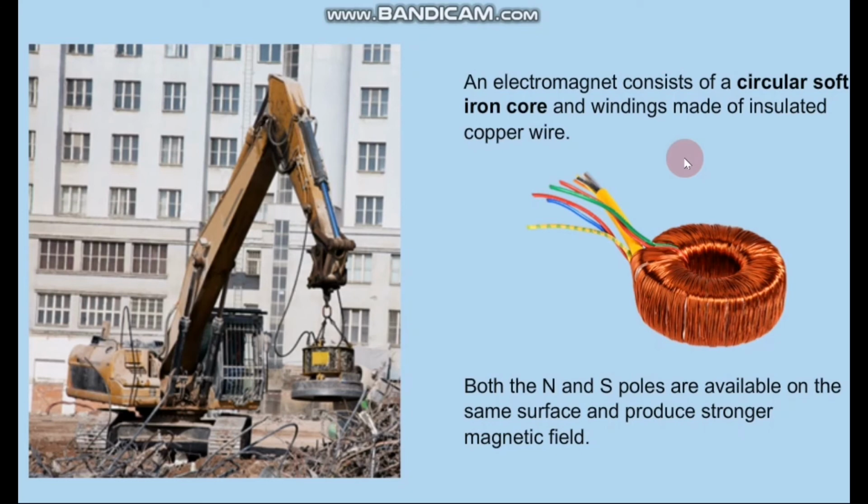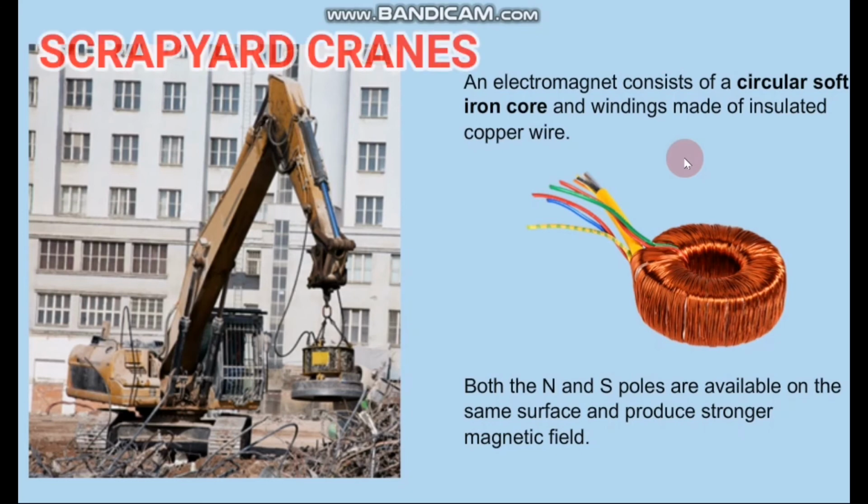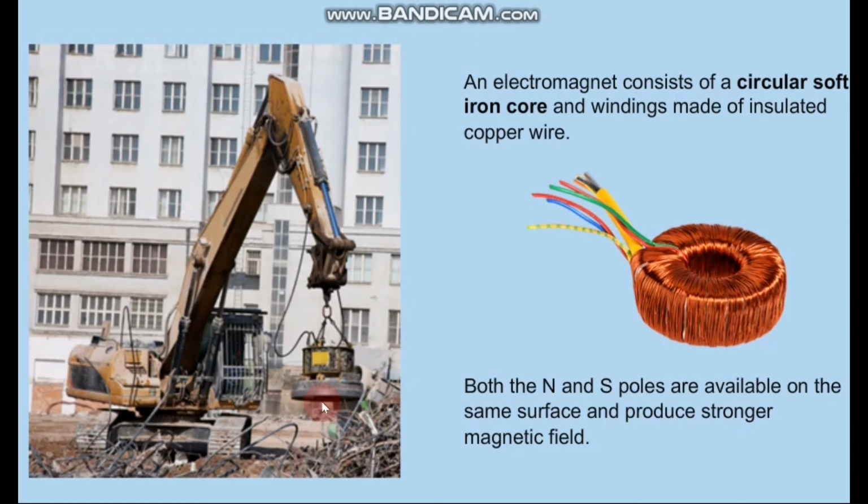And the next application of electromagnets can be found in scrapyard cranes. A scrapyard crane uses an electromagnet to pick up and move iron debris. In these scrapyard cranes, an electromagnet consists of a circular soft iron core and windings made of insulated copper wire. Both the north and south poles are available on the same surface, which produces a stronger magnetic field.